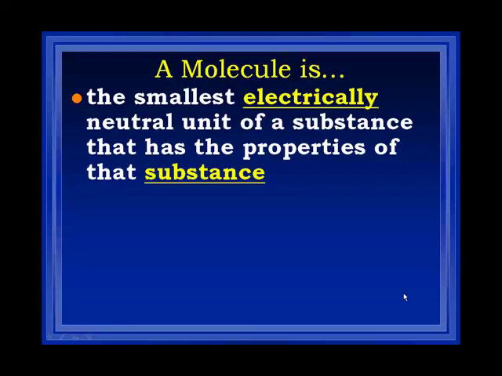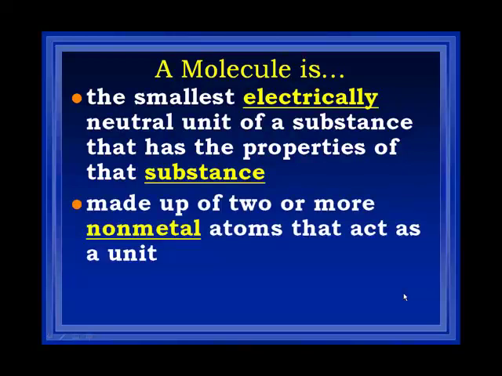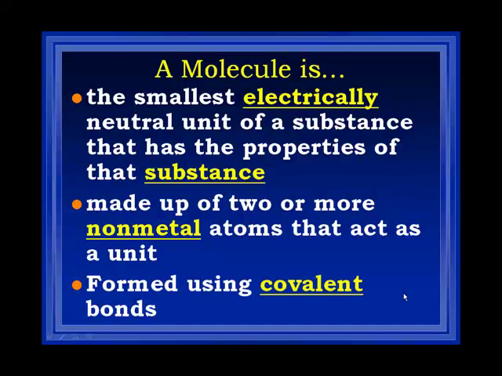Now, a molecule is the smallest electrically neutral unit of a substance that has the properties of that substance. So this is also a term we learned in the last unit. Molecules are made up of 2 or more nonmetal atoms that act together as a unit. So it's all nonmetals together. And these are formed using covalent bonds. We didn't work much on forming these in the last unit. We'll do more of that in this unit and also learn how to give their names.